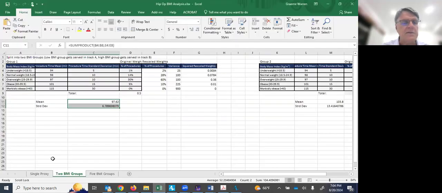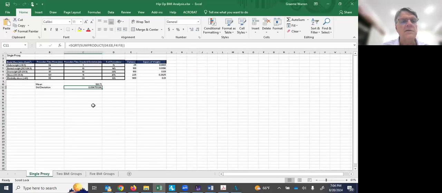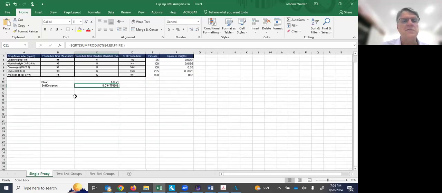So I've taken that, and with the original single type of patient, basically a proxy customer, which is composed of all these different BMI category folks with their respective weights, I got 100.71 as the average surgery time with a standard deviation of 8.09.